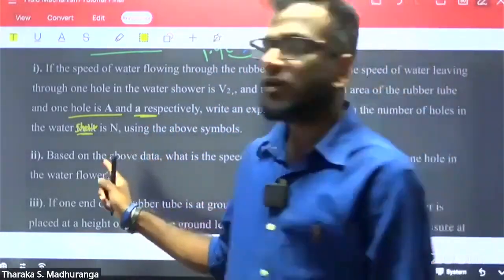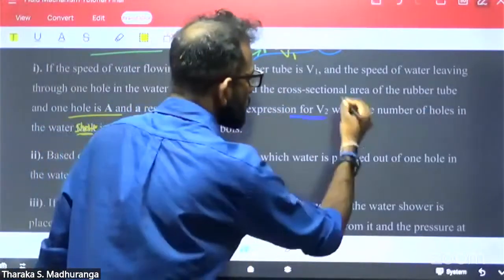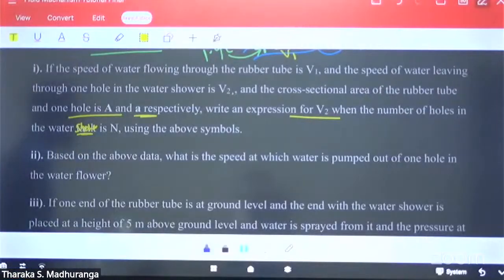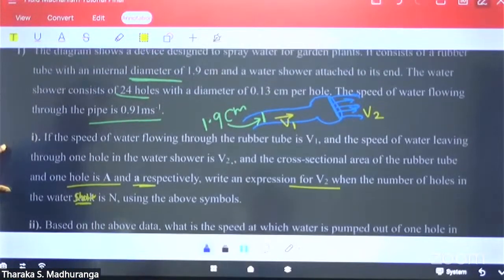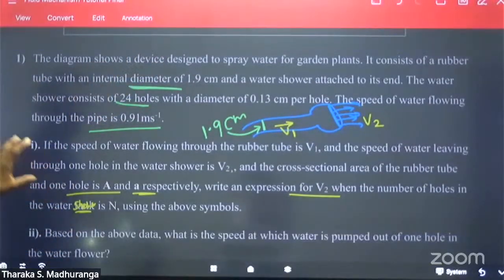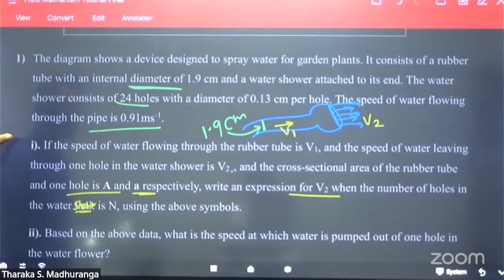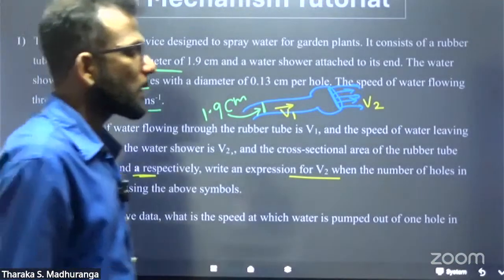Then write an expression for V2. Okay, can you get this? Send your answers. Okay, this is the question. Now you can try and send me the answer. It's a very simple question.